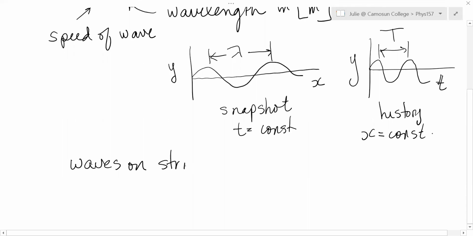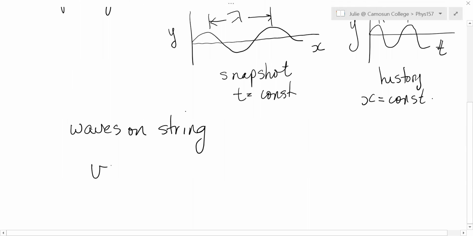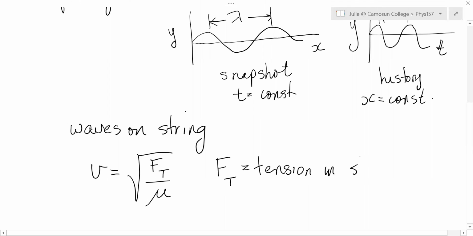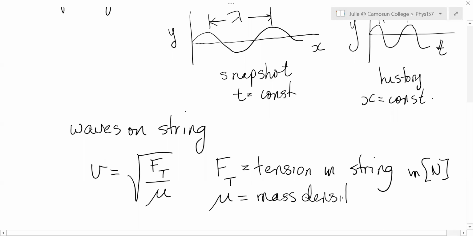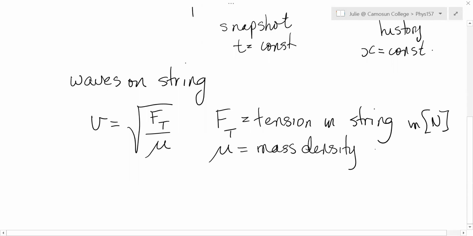And so the equation that you need that quantifies that speed involves the tension in the string, F_t, and what's called the linear mass density. So F_t is a force, it's the tension in the string. If you pull a string tighter, the speed goes up. So this is in newtons. And mu is called the mass density. That's how fat the string is.